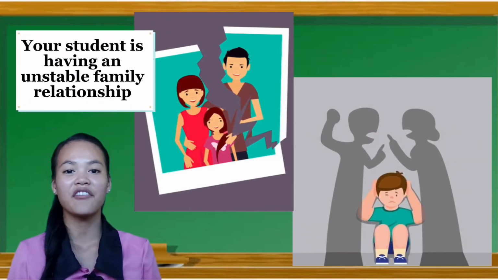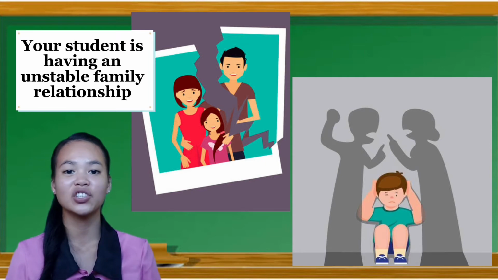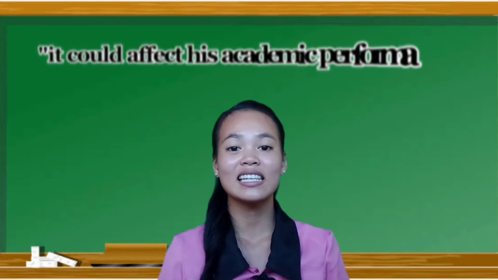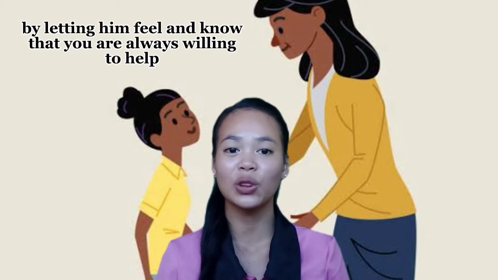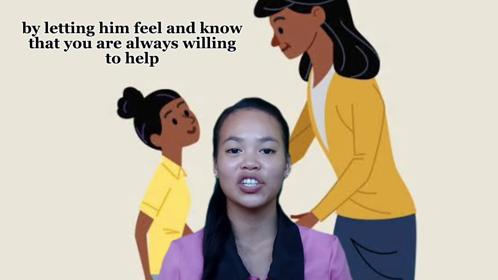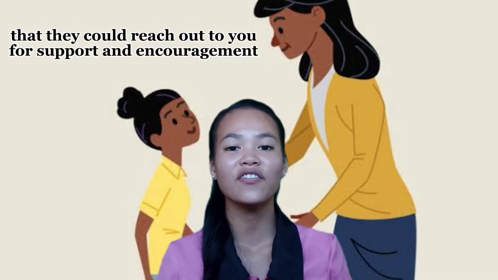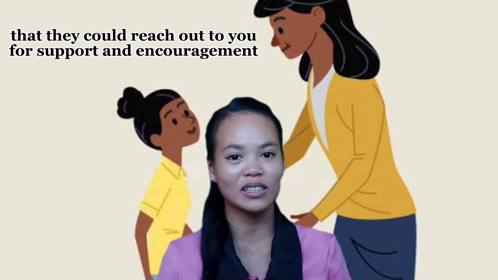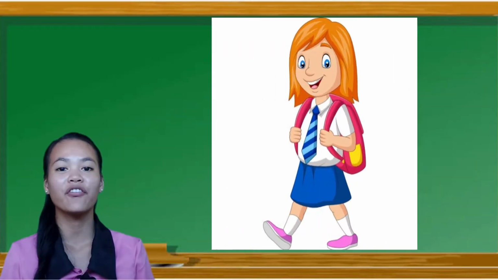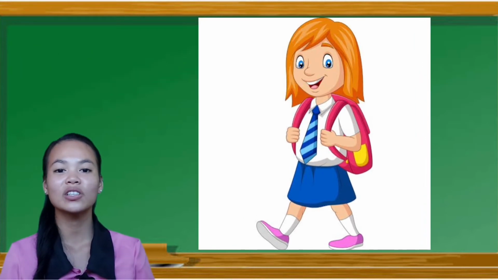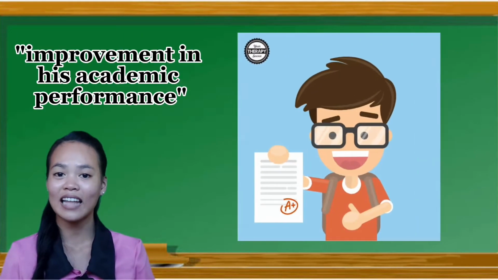Let's take for an example, your student is having an unstable family relationship and it could affect his academic performance. As a teacher, you can help him by letting him feel and know that you as his teacher is also his one call away friend that carries lots of support and encouragement. Through this kind of action, your student may somehow feel better that could result to little improvement in his academic performance.